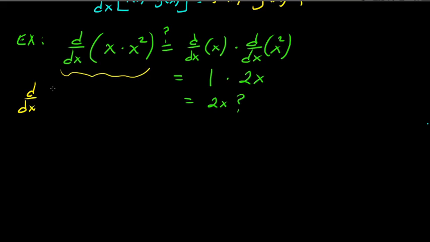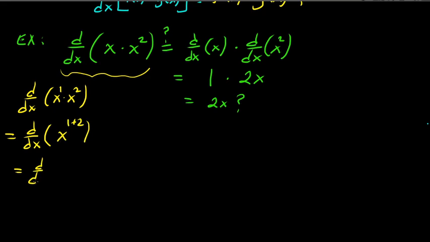So rather than try to do this rule here, how would you take the derivative of x times x squared? Well, what you should do is simplify. x to the 1 times x to the 2 is x to the 1 plus 2. Just add the exponents. That's x cubed. So what we really should have done here was just take the derivative of x cubed, which we did many times. That's just 3x squared. So that's the answer.